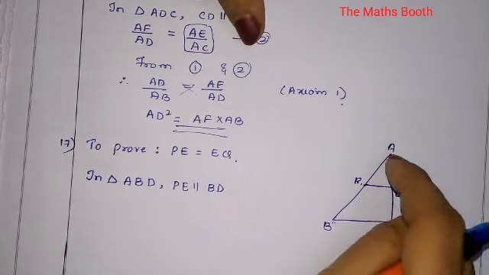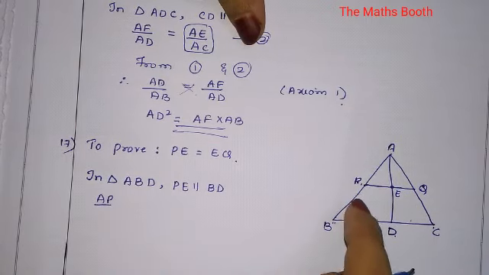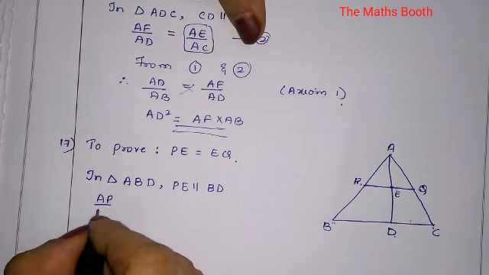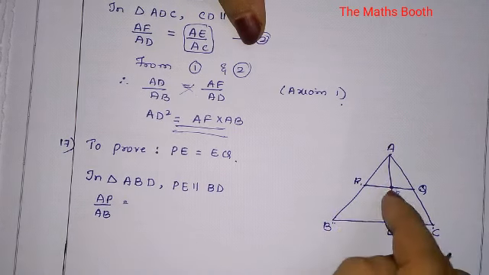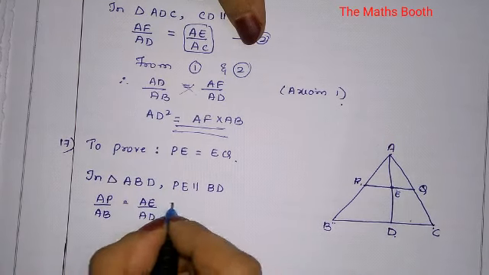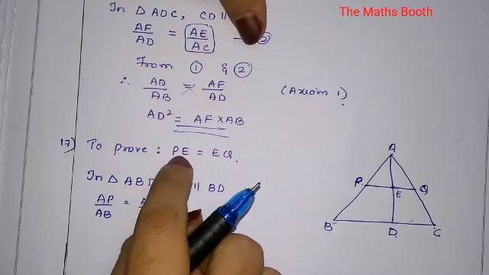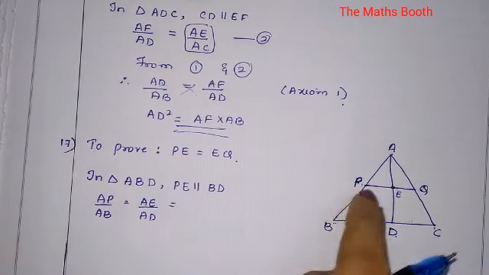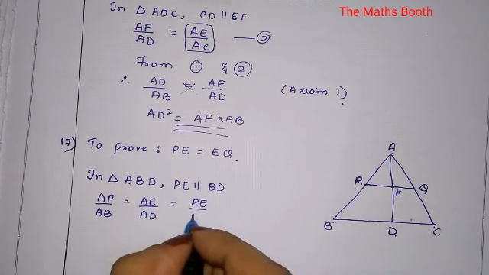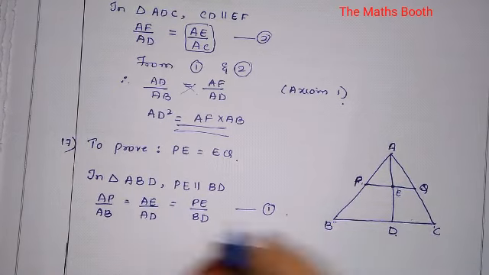Okay. Now let us take AP by AB, AE by AD is equal to PQ by PE. See, our focus should be on what to prove. So in what to prove, they have asked the PE side. So we have to take this side, PE by BD. Equation 1.